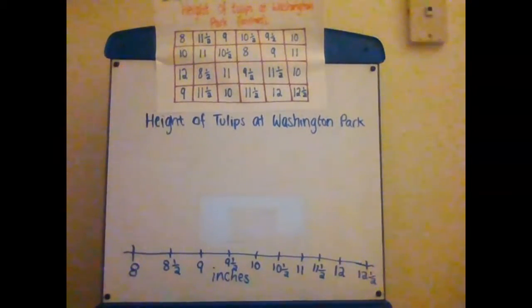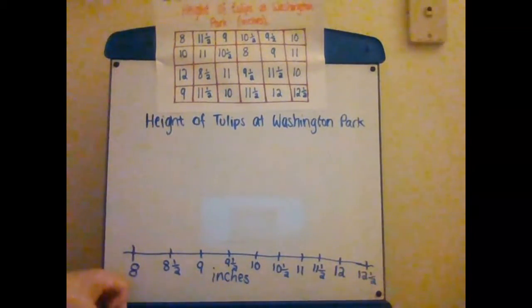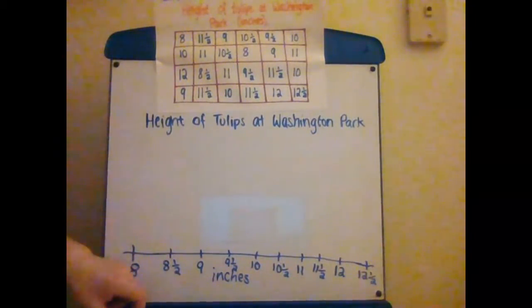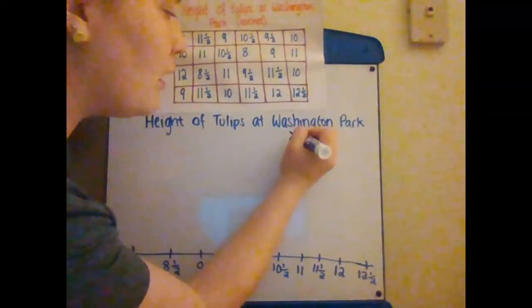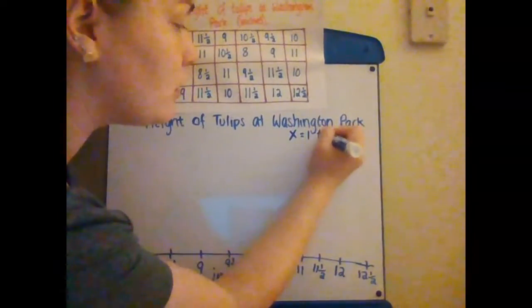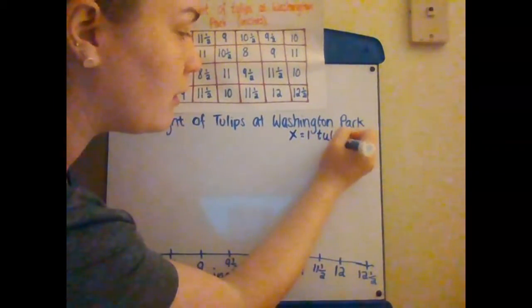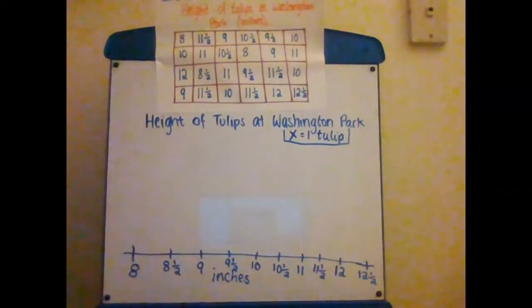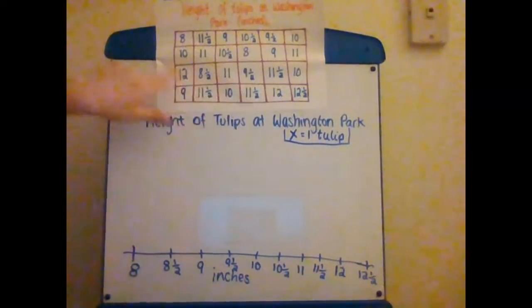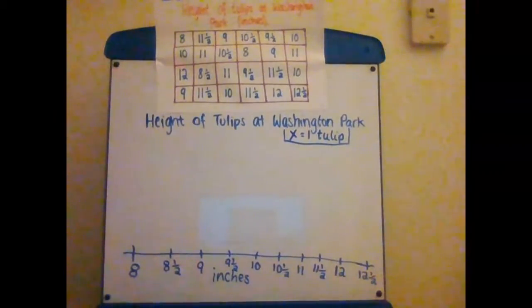I hope you're saying, Miss Page, you are missing the key. The key tells us what the information represents. Our key is going to be that 1 X equals 1 tulip, and you can put that right on there. So for every number up here, that represents 1 tulip. All right, let's start putting the information in.